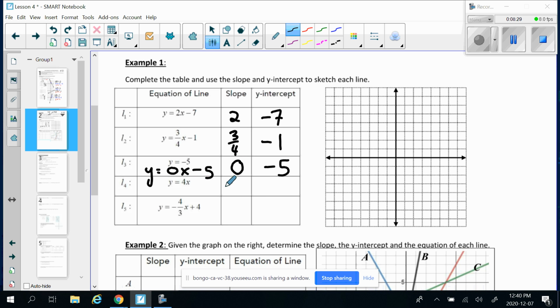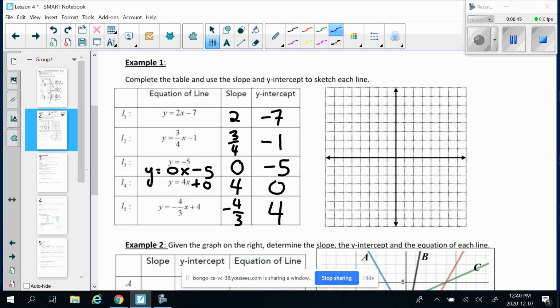The slope of this one is 4, and the constant seems to be missing. So it's actually 0. The y-intercept is 0. And in the last case, the slope is -4/3, and the y-intercept is 4. So I will not plot all these lines. I will just plot a few of them.